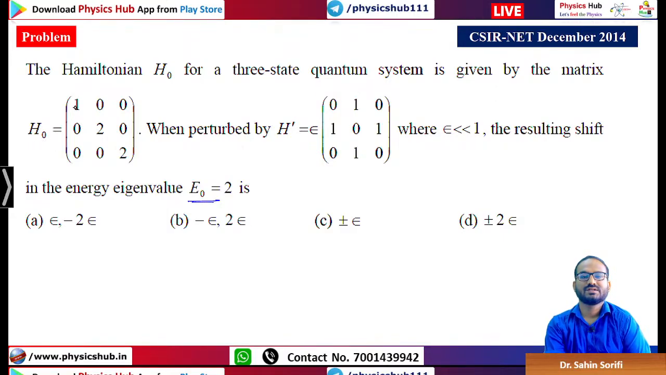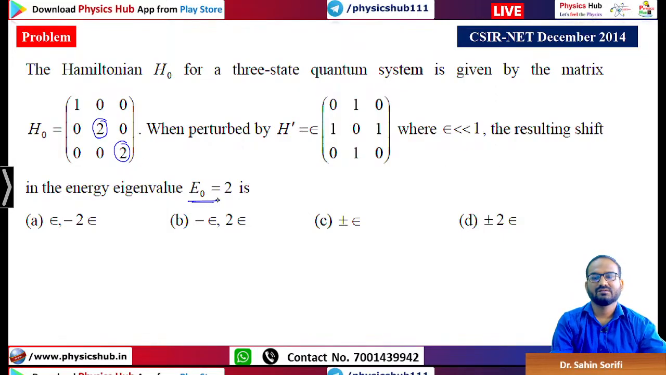H0 is a diagonal matrix, so the eigenvalues will be 2, 2. So it is a degenerate eigenvalue, right? That is why you have to calculate the resulting shift in the energy eigenvalue of E naught equal to 2. How will you do this?